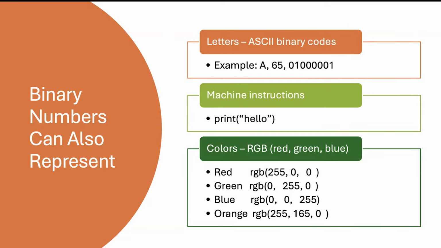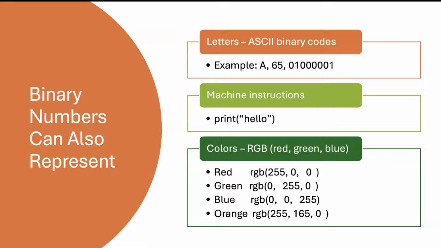So that's letters. And then for machine instructions, for example, later on you're going to learn lots of instructions. Like this is just a very simple print instruction. We want to print out the string hello on the screen. There's a special way to encode this instruction into a binary string, which will be interpreted by the computer to understand, okay, this is a print instruction rather than some other instruction. And then the string hello, like before, we can represent using ASCII codes.